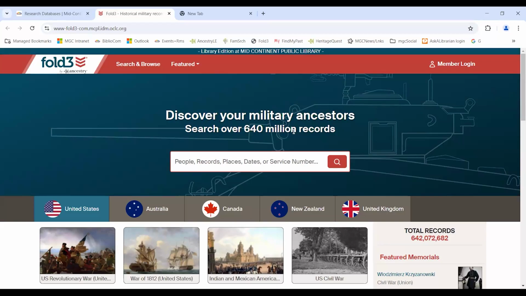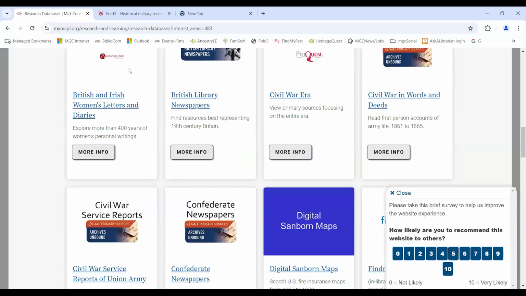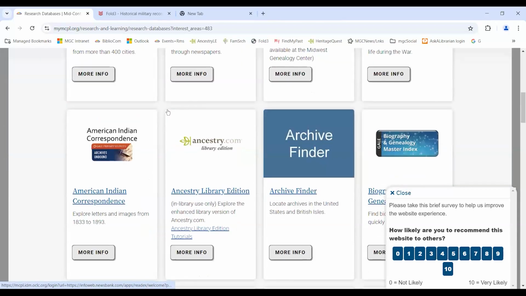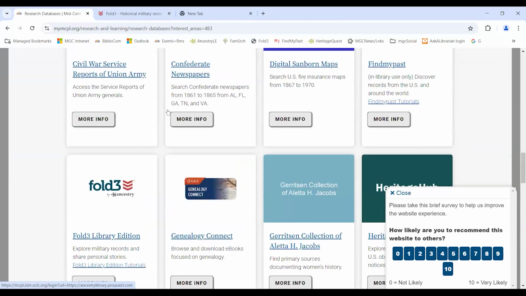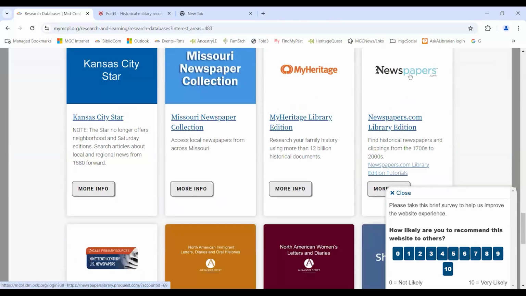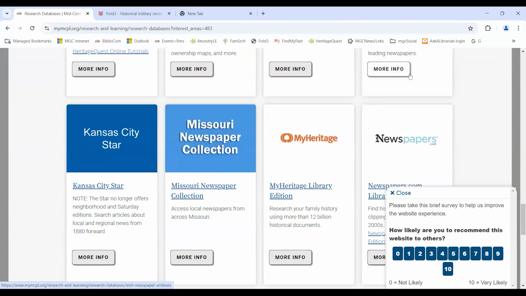What was the first one? It's called Access Newspaper Archive. It is on our page. It is this very first one right here. And that's the one you want to use? Well, we'll use that one. I always use them in tandem. It makes people I know crazy. My family just rolls their eyes at me, because here's Newspapers.com Library Edition. So use both of those in tandem, because you're going to have different newspapers from different places and different time frames.